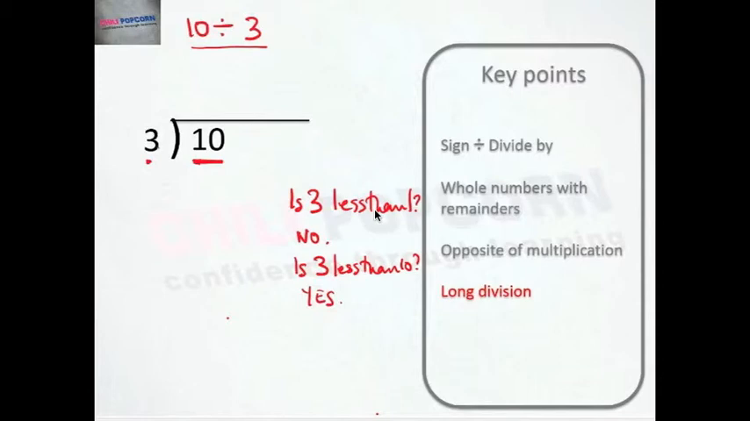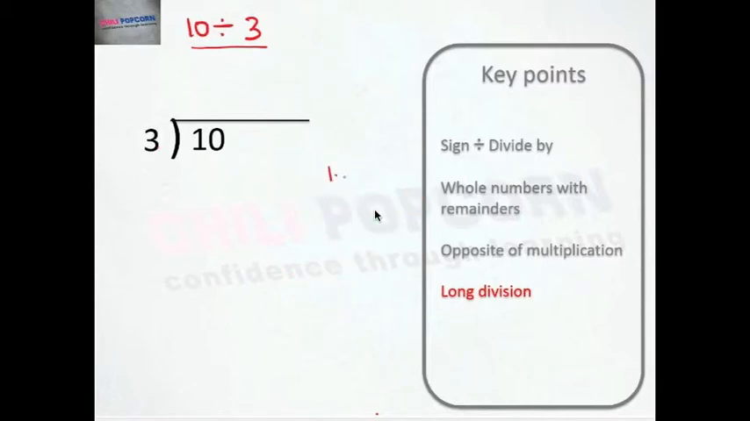So I'm just going to clear the board a bit. Remember our times table. 1 times 3 is equal to 3. 2 times 3 is equal to 6. 3 times 3 is equal to 9. 4 times 3 is equal to 12. 5 times 3 is equal to 15. I think that's enough, and I'll show you why that's enough in a minute.